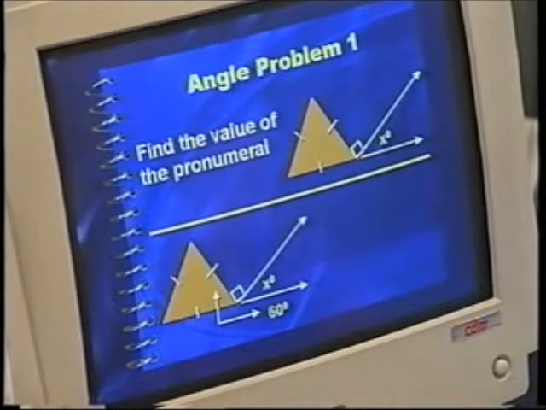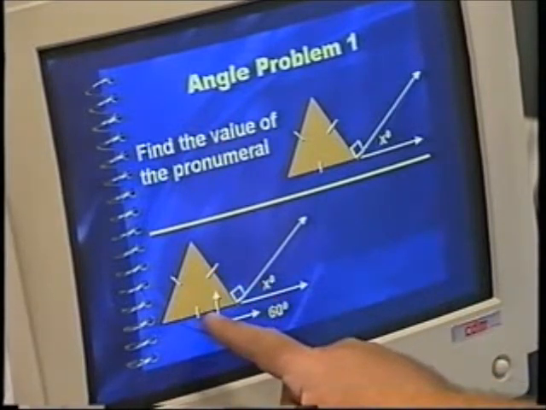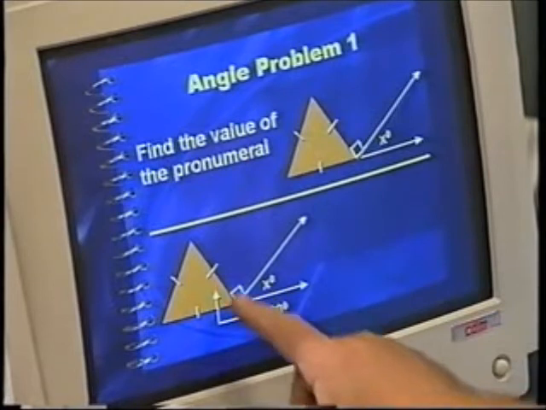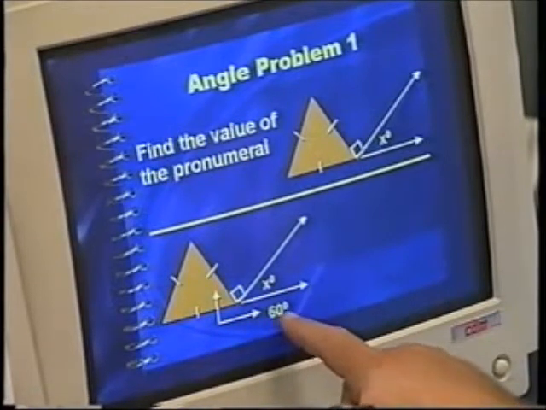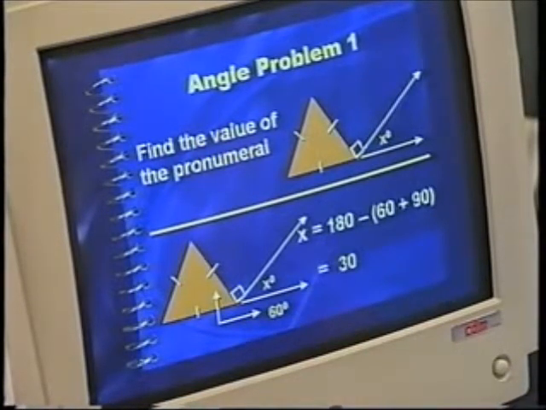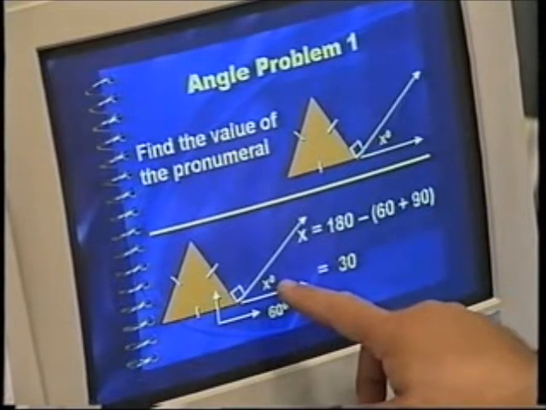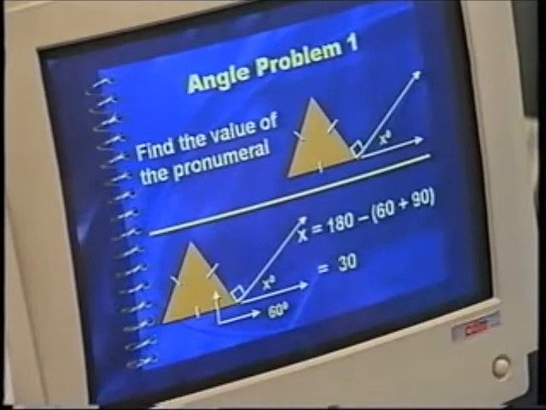Well, how do we do that? Here's the diagram redrawn. If all these sides are the same, then all the angles are the same. So each of them is 60 degrees. That one is 90 degrees. Together 150 degrees. Take it away from 180, and you end up with 30. You don't have to put the little degree sign there because that's already there for the x. Let's now look at number 2.